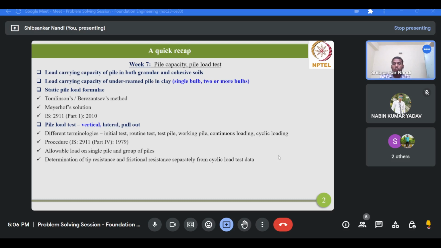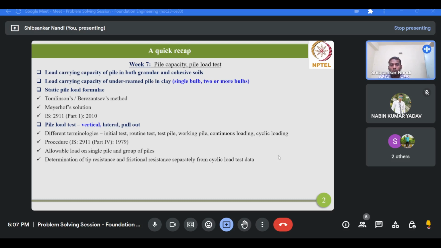When you will be performing this kind of pile test, you should know different terminologies like initial test, routine test, test pile, working pile, continuous loading, and cyclic loading. I hope all of you have gone through the lecture content, so from that you can easily get an idea about this terminology. What is meant by initial test, routine test, test pile, working pile, continuous loading, cyclic loading. Okay.